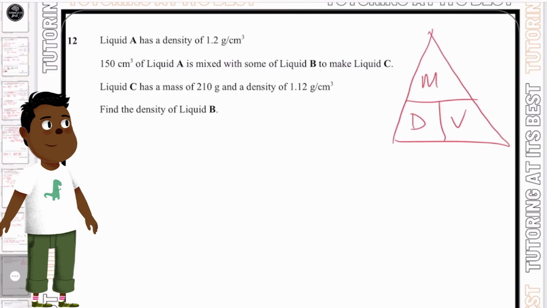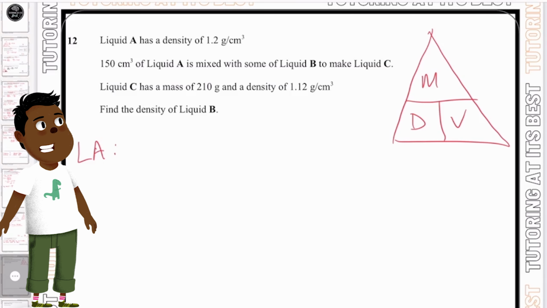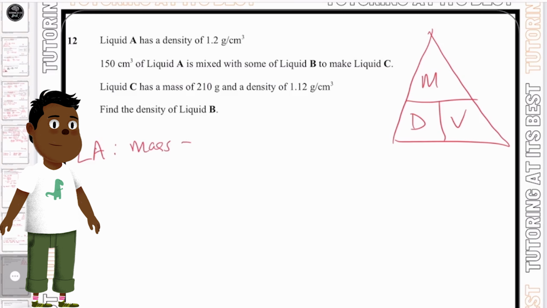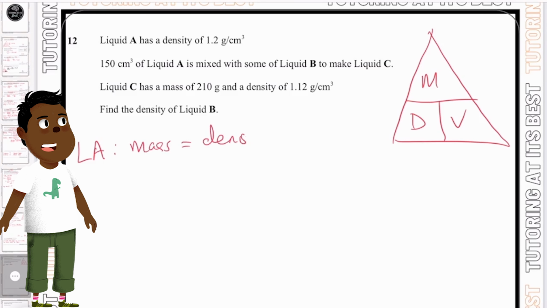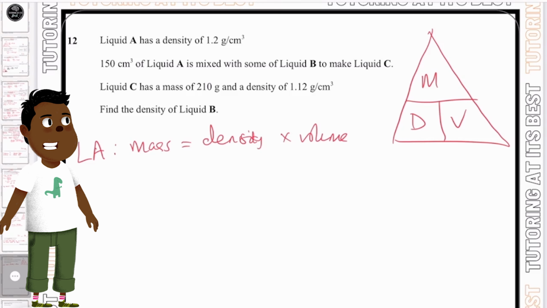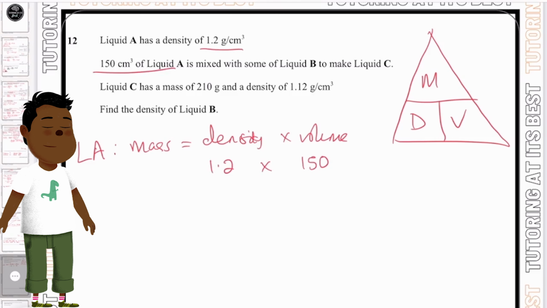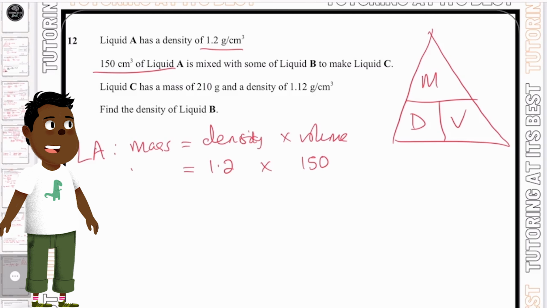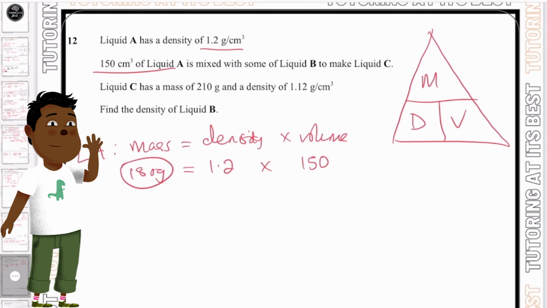So let's take a look at liquid A. We know we're going to have our mass, which equals density times volume. We know our density is 1.2 and our volume is 150. And that there would give us 180 grams as our mass.